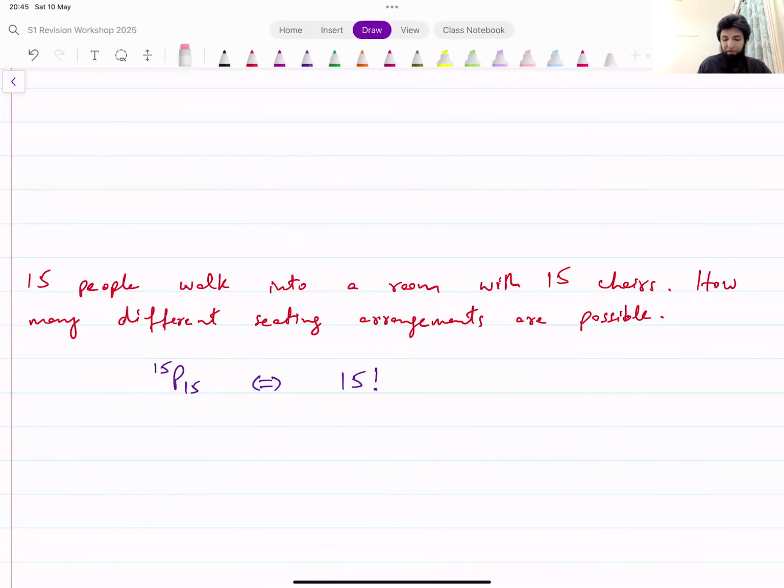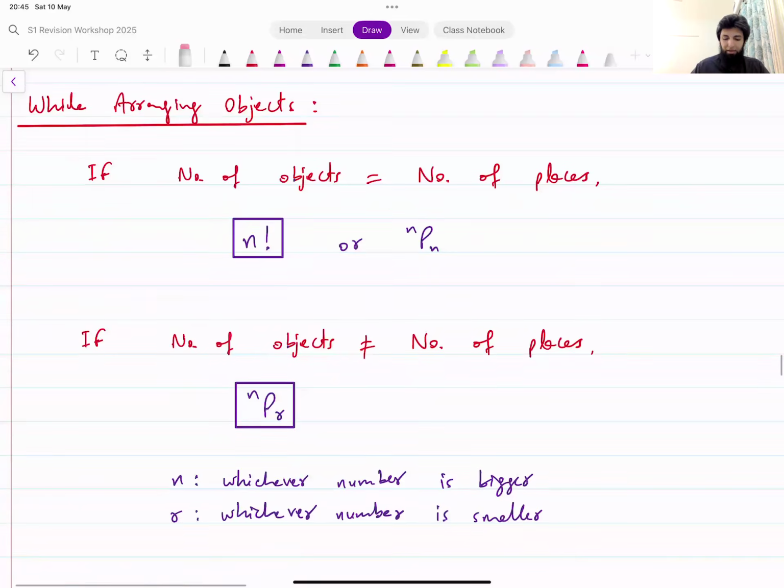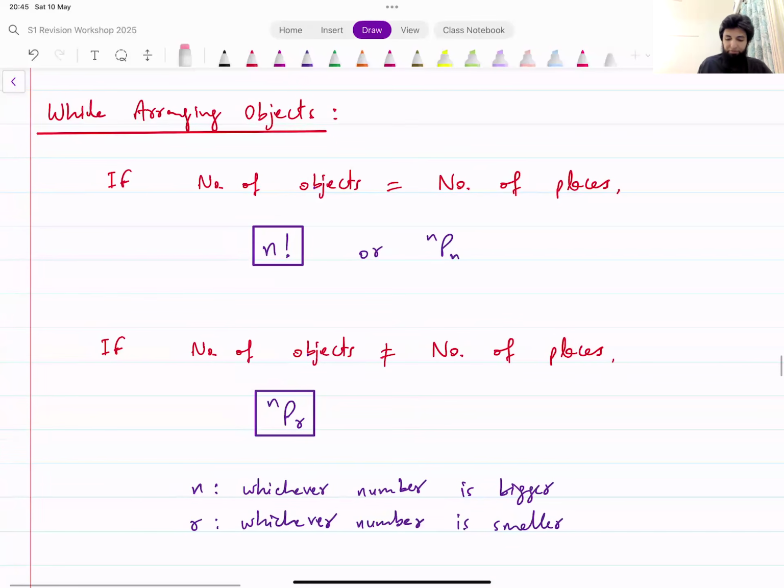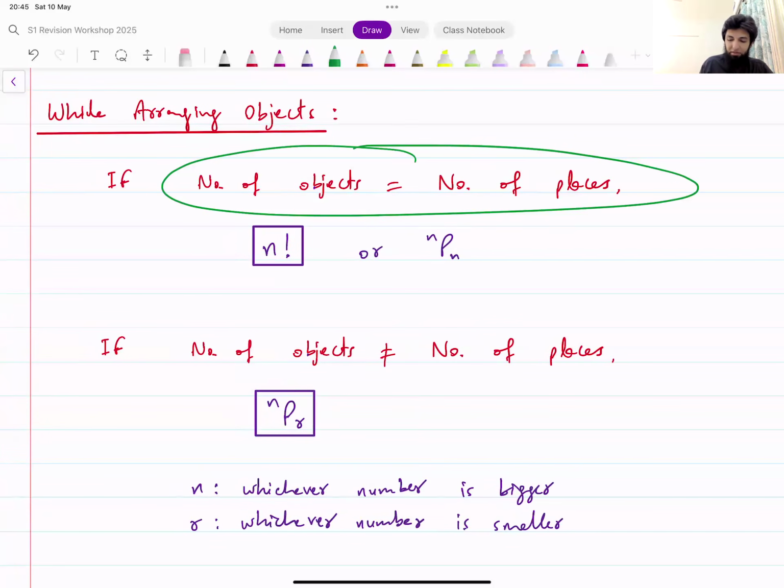And that's equivalent to saying 15 factorial. When the number of places and the number of objects are equal to each other, you could use factorial as well in that case. So the result from that is, whenever the number of objects and the number of places are equal to each other, in that case, we can use factorial. For example, if we have 9 objects, we want to arrange them in 9 places, we say 9 factorial. If we've got 7 objects, we want to arrange them in 7 places, that's 7 factorial.